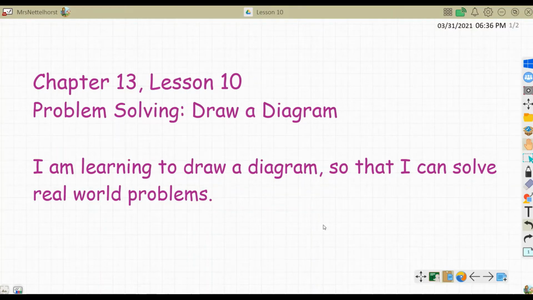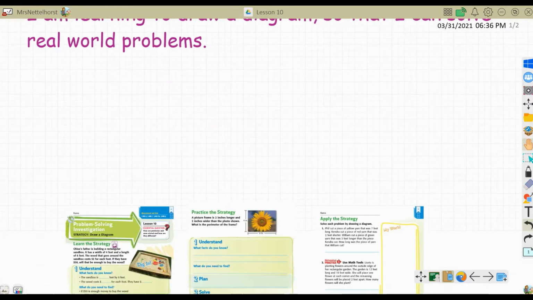Hi, boys and girls. Today we're doing Chapter 13, Lesson 10, Problem Solving: Draw a diagram. So our learning intention is I am learning to draw a diagram so that I can solve real-world problems.